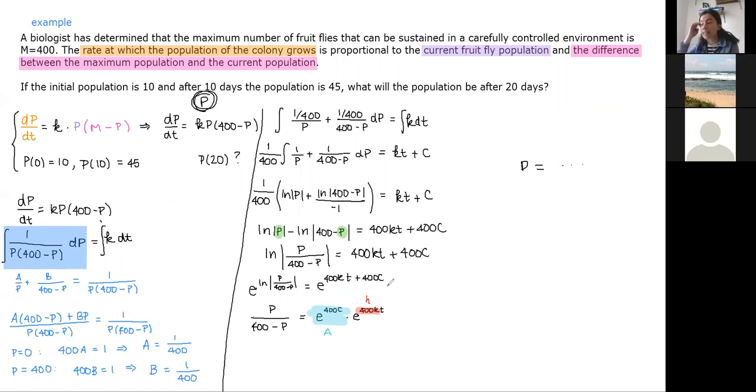k is an arbitrary constant that I'm going to have to find as well. And so if I'm going to have to find c anyway, there's no problem in writing e to the 400c as just another constant A, and instead of finding c, finding the value of A. And if it makes it simpler for me to read, then it's going to be easier to handle as I go. So that means at this point I have that P over 400 minus P is equal to A times e to the h times t.